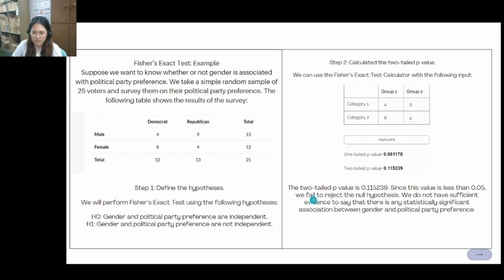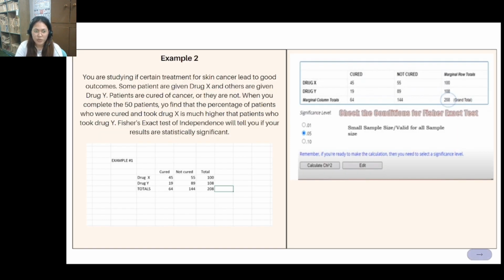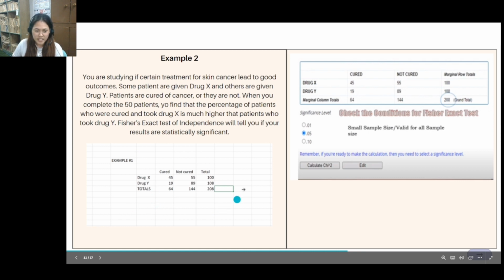We do not have sufficient evidence to say that there is any statistically significant association between gender and political party preferences. Okay, example number 2. You are studying if certain treatment for skin cancer lead to good outcomes. Some patients are given drug X and others are given drug Y. The patients are cured of cancer or they are not. When you complete the 50 patients, you find that the percentage of patients who were cured and took drug X is much higher than the patients who took drug Y. Let us see the data below.